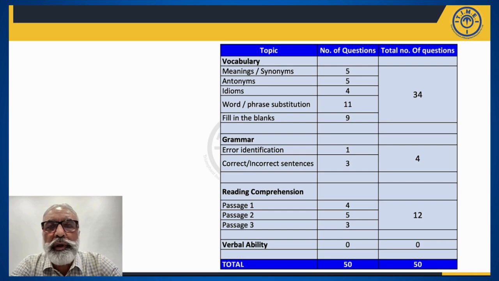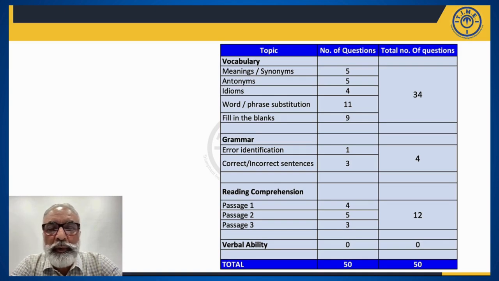When it comes to the third area, a dominant area again, the reading comprehension part, you are given passages to read and comprehend and answer questions. You were given 3 passages in this slot. Each passage was followed by a different number of questions, 4, 5, 3 respectively. Passage 1 had 4 questions, passage 2 had 5 questions, passage 3 had 3 questions, a total of 12 questions.